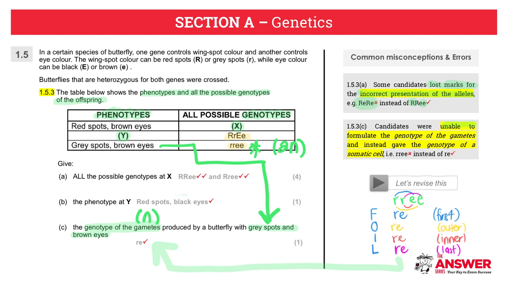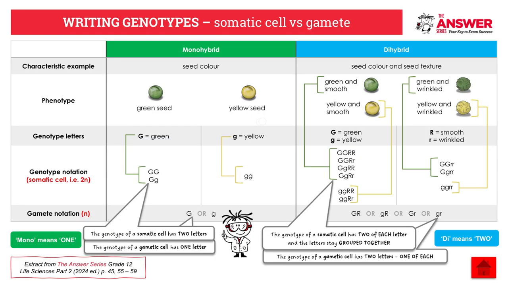Candidates were unable to formulate the genotype of the gametes, and instead they gave the genotypes of a somatic cell, where they basically just copied what was in the table with the 2 R's and the 2 E's. So this is definitely something learners do struggle with, and we've provided some revision in this regard. This is a similar table to the one that we used in the previous video, where we looked at the difference between monohybrid and dihybrid crosses as commonly confused processes for learners. You can return to that video to revise that.